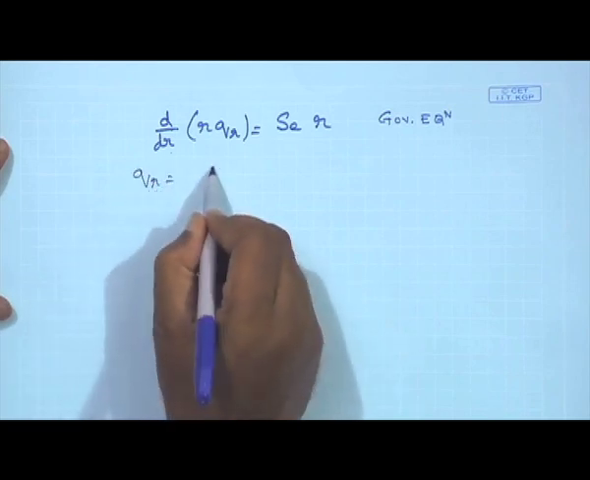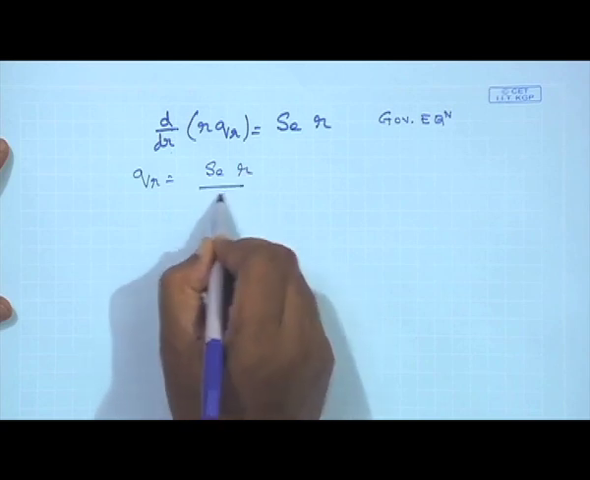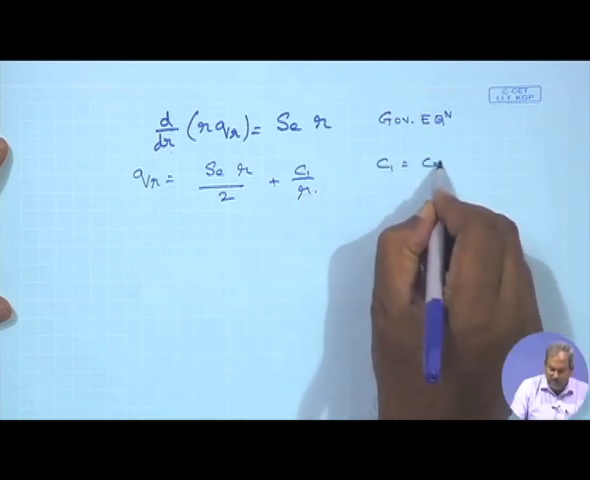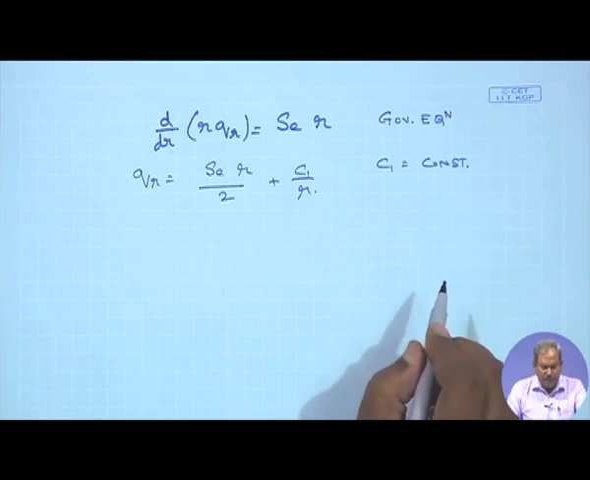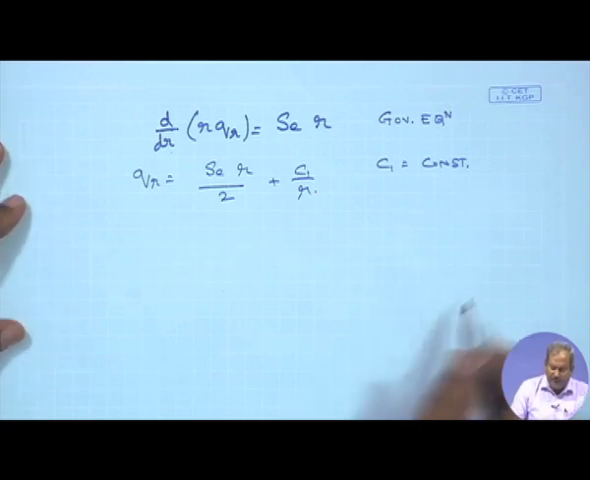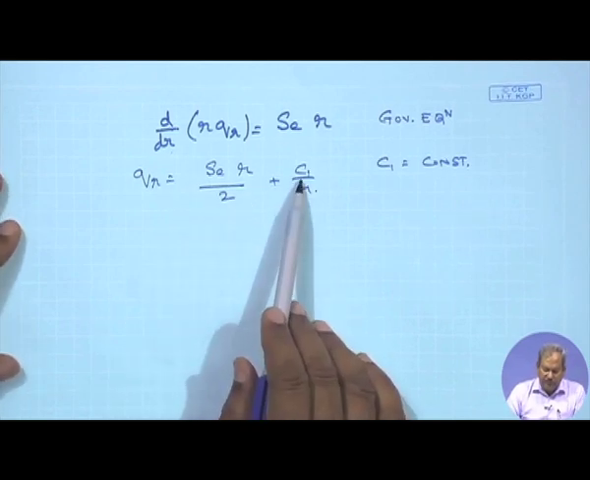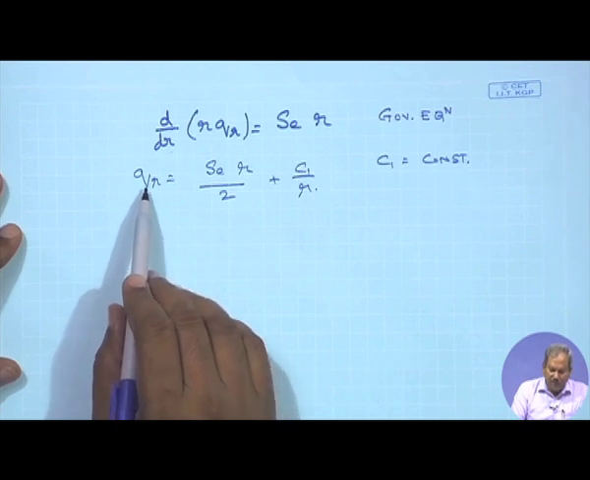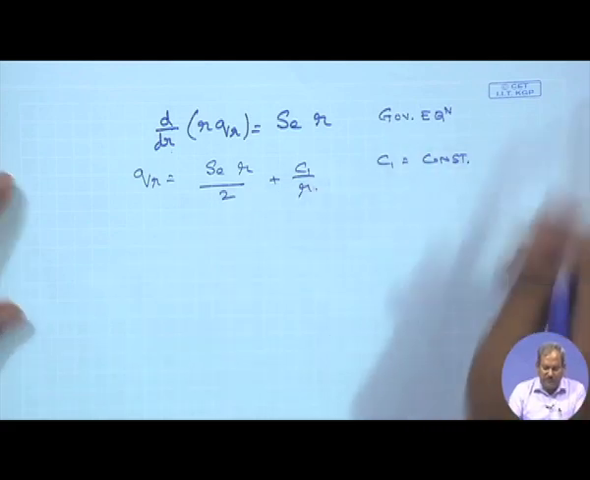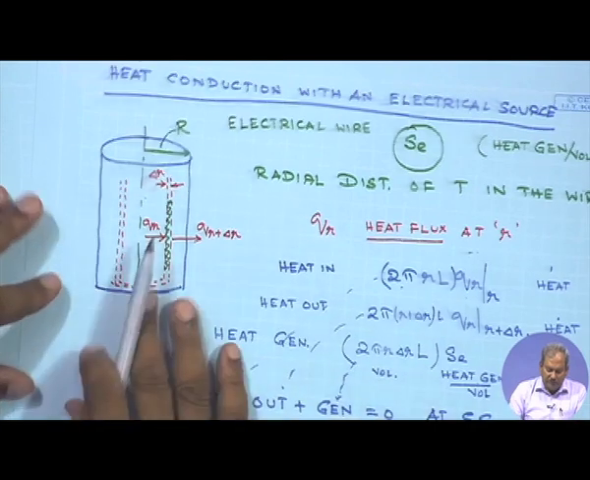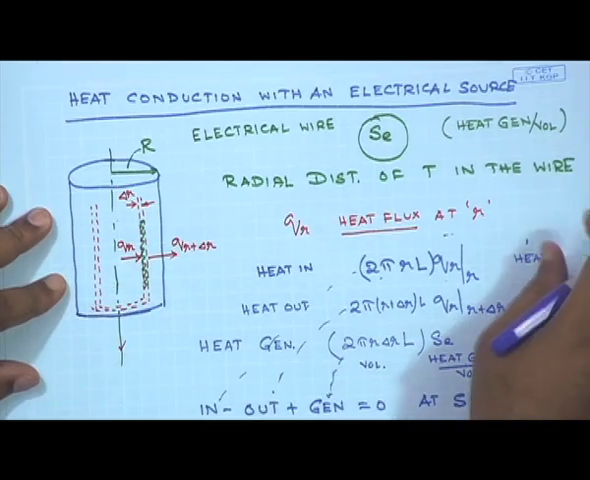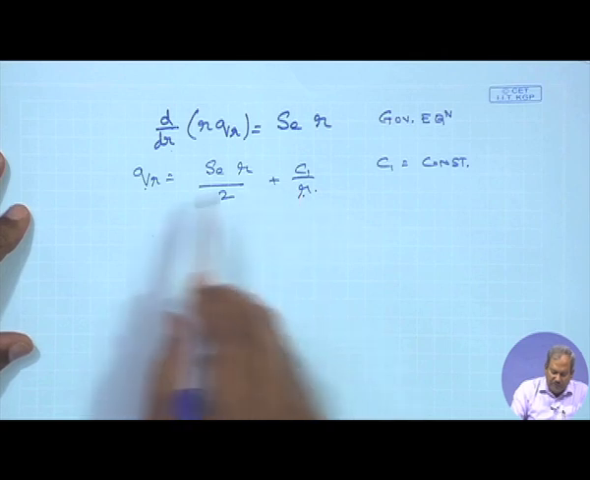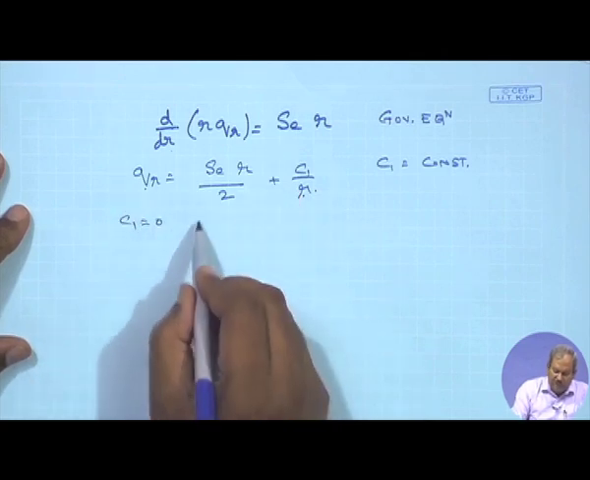This can be integrated to obtain q_r = S_e r/2 + C1/r, where C1 is the constant of integration. Now we have to evaluate C1 and C2. As you can see, the form suggests that q_r cannot be finite when r is equal to 0. So at r equals 0, q_r has to be finite, and if q_r has to be finite at r equals 0, then C1 has to be equal to 0.